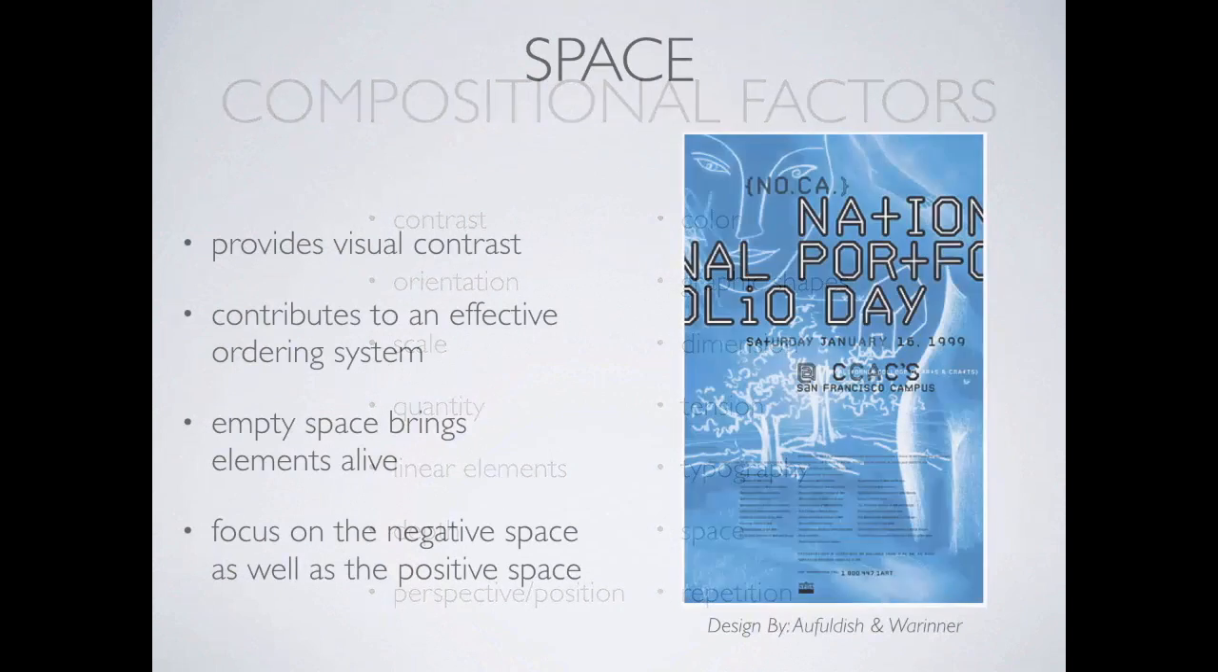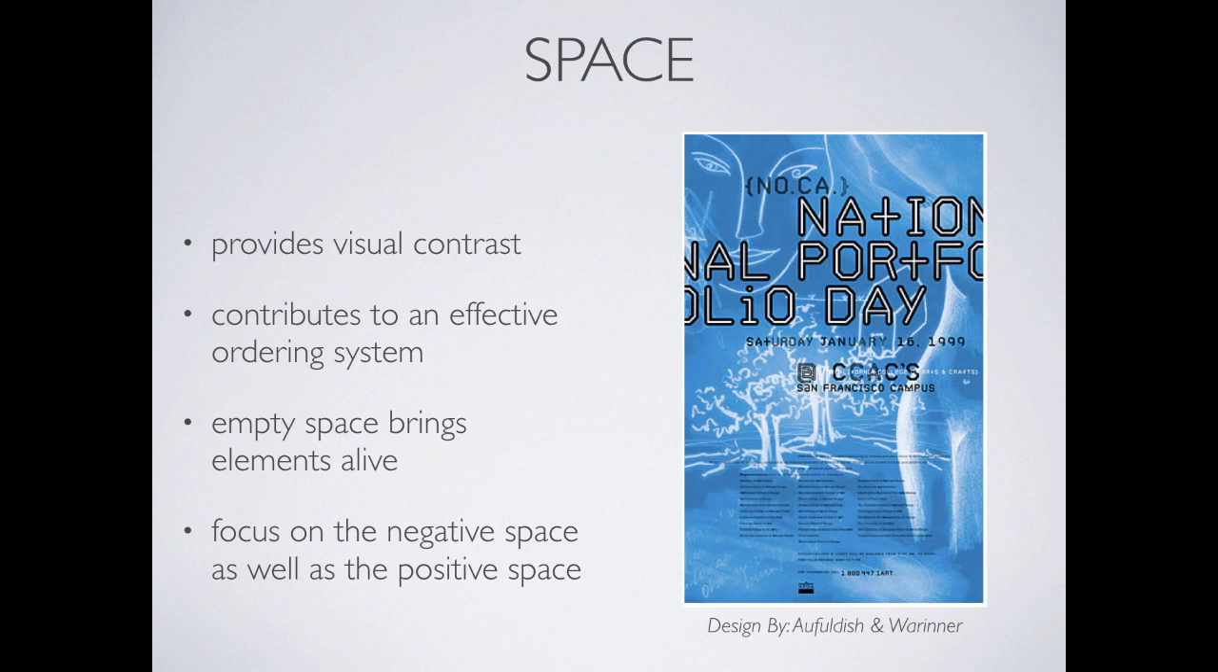You could come up with all of these. Let's talk about a few of them in specifics. Space provides visual contrast, right? Contributes to an effective ordering system, right? Empty space is as important as active content space. So if you have lots of dense elements all together, the space around them can help them come alive. If you don't have space around them, it's too dense and you get lost.